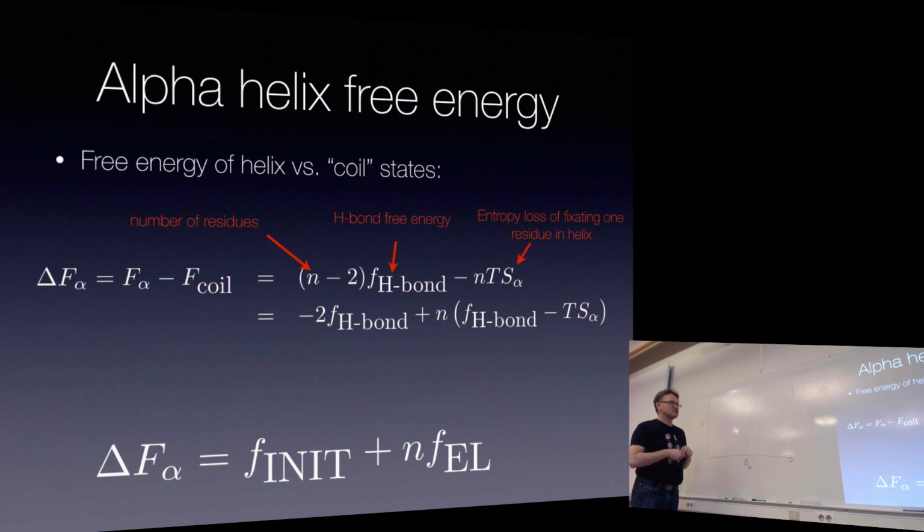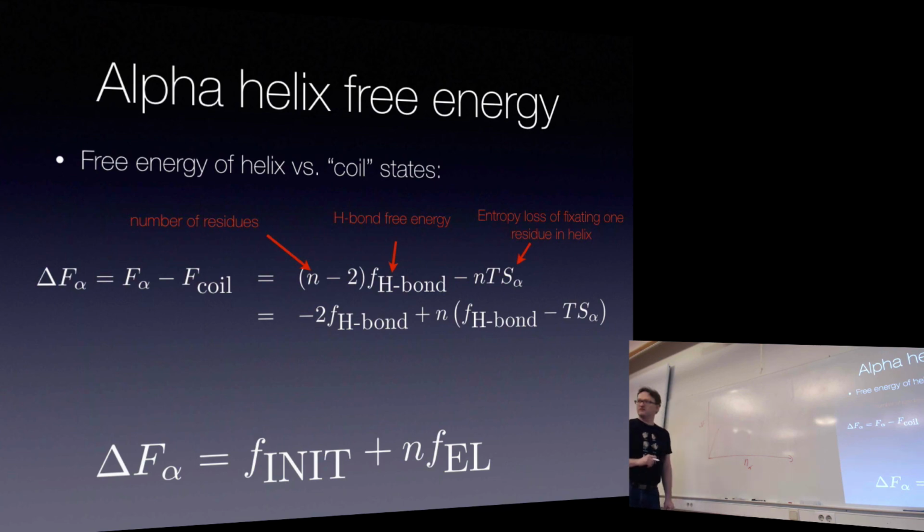So is it good to form a hydrogen bond or not in general? In general, it's good, right? So F_H-bond is negative. So minus 2 F_H-bond is always going to be positive. And that means that when we move from 0 to 1, we always pay. We go up in free energy. It's never good to start forming the alpha helix.